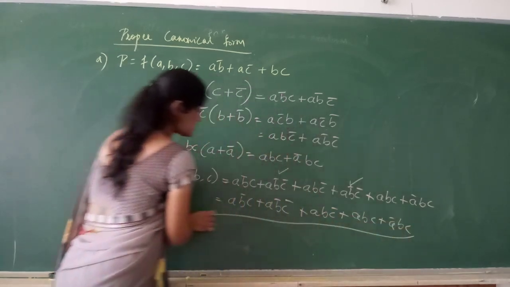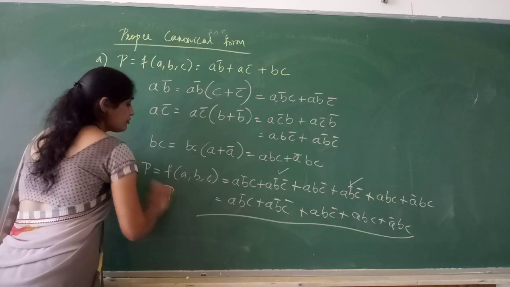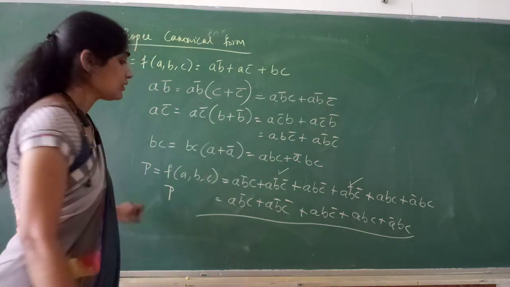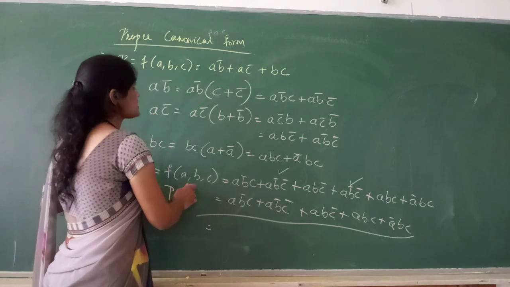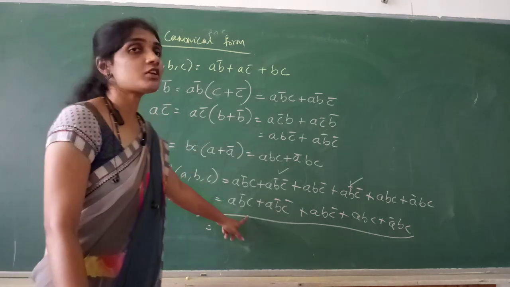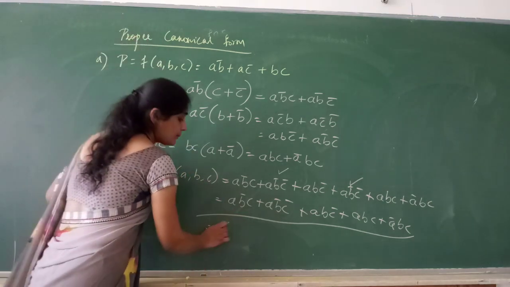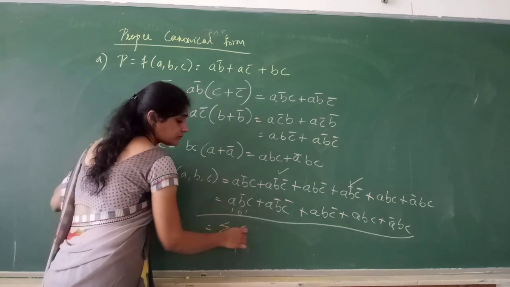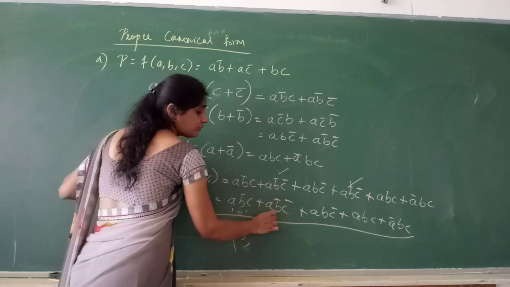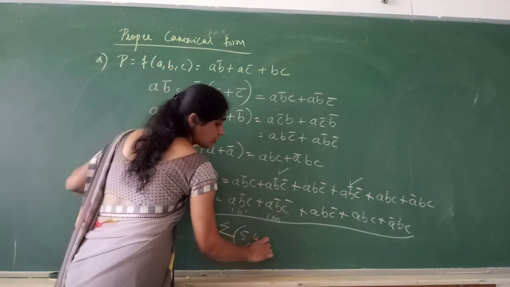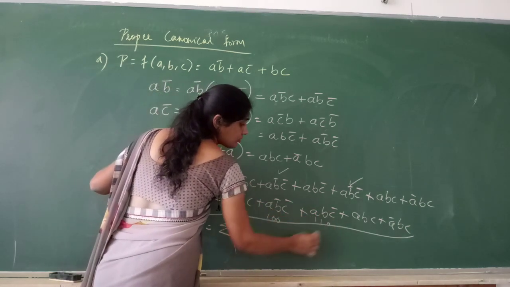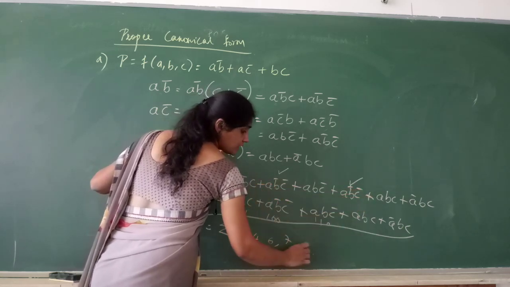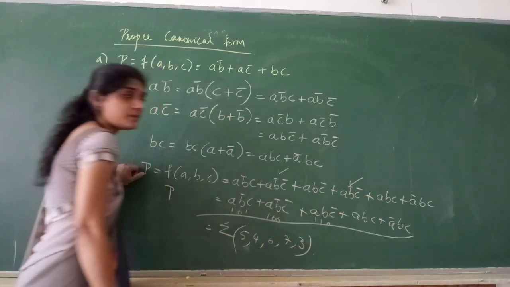So, this is the canonical form for the function P. So, now this is the answer. Just to explain, can we list out the mean terms for this? Mean terms: 1, 0, 1, that is 5, comma. 1, 0, 0, 4, comma. 1, 1, 0, that means 6, comma. 1, 1, 1, 7, 0, 1, 1, that is 3. So, these are the mean terms.